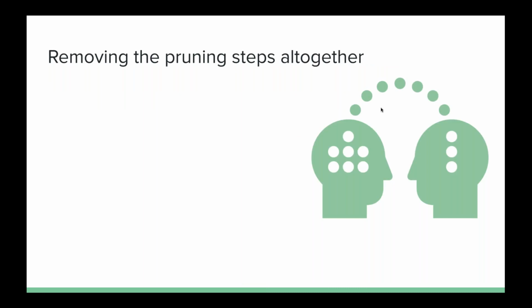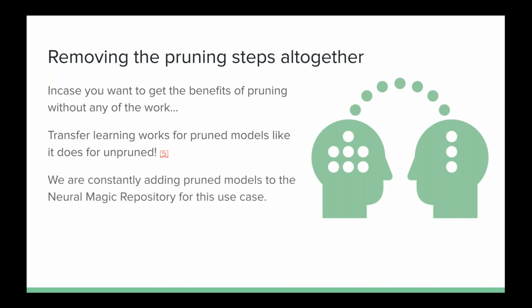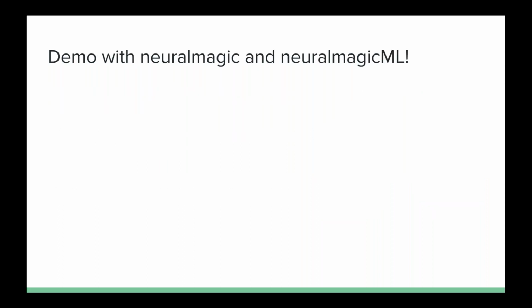Let's say that maybe you don't want to do pruning, or you prefer not to do pruning altogether. Right, so you want to get all the benefits without any of the work. One thing we can do is actually transfer learn, because transfer learning works for pruned models like it does for unpruned. And for Neural Magic, we're constantly adding more and more pruned models to our repository for this use case. So all you need to do is download that model, transfer learn onto your data set, and you're good to go, and you don't have to worry about any parameters at all. So let's walk through a demo real fast.